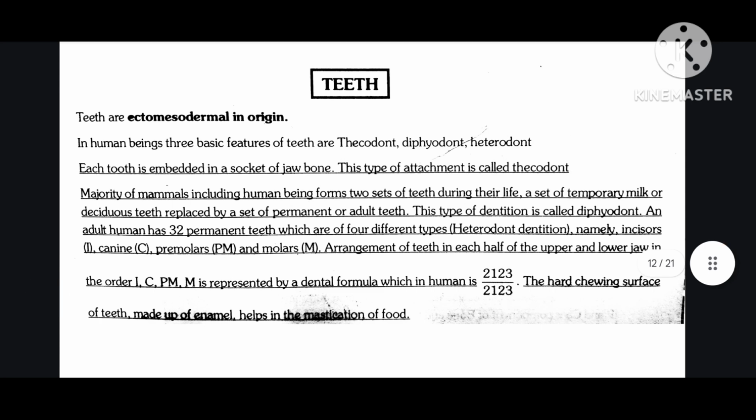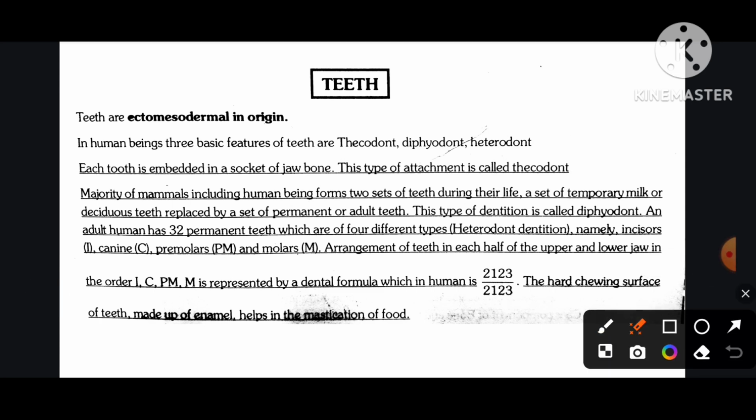Teeth. Teeth are ectomesodermal in origin. In human beings, three basic features of teeth are thecodont, diphyodont, and heterodont. Each tooth is embedded in a socket of the jawbone. This type of attachment is called thecodont.